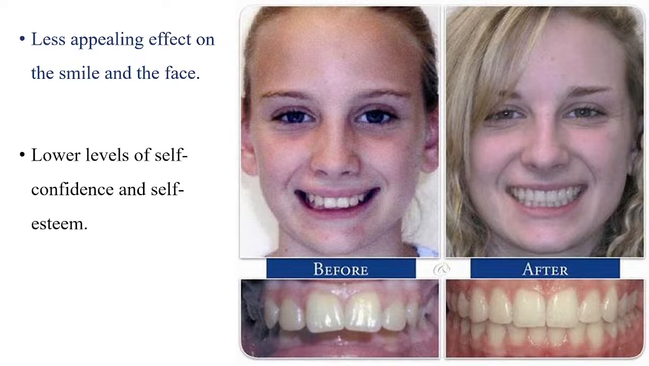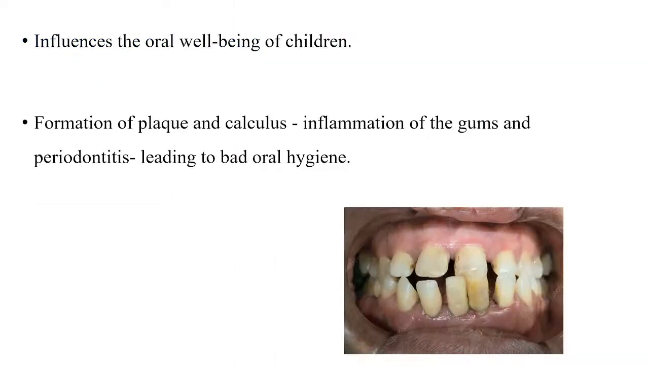So there is a less appealing effect on the smile and the face, which lowers the self-esteem and self-confidence. It also influences the oral well-being of children. Now, if children have continuous malocclusions, because of malocclusions there is caries, they are not able to eat properly, then it will affect their oral well-being. There may be formation of plaque and calculus, as we can see in this photograph. When the teeth are not in proper position, it will be difficult for you to brush. When we are brushing and our teeth are not in one line, all the teeth may not get brushed equally.